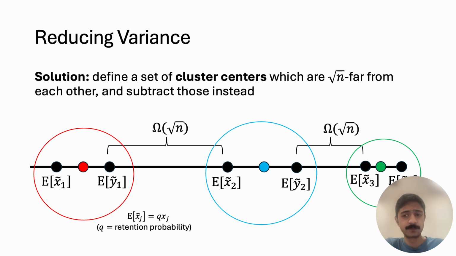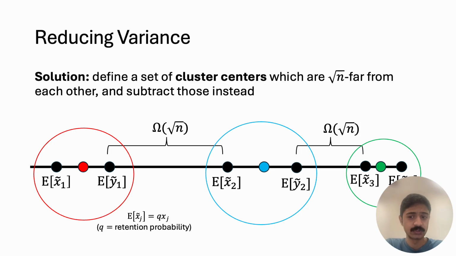Well, our solution is to cluster the gaps into groups which have radius roughly root n and which are roughly root n apart from each other. Since each gap stays within root n of its expectation by standard binomial concentration, the size of the gap never leaves its cluster with high probability.